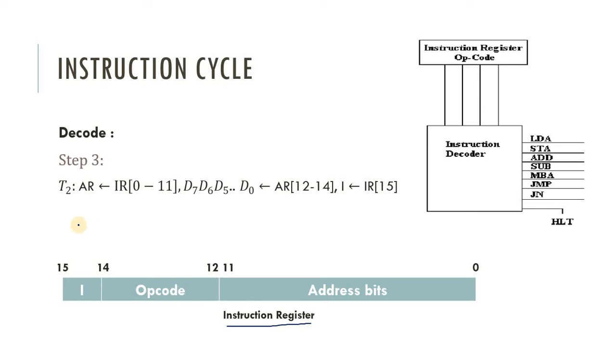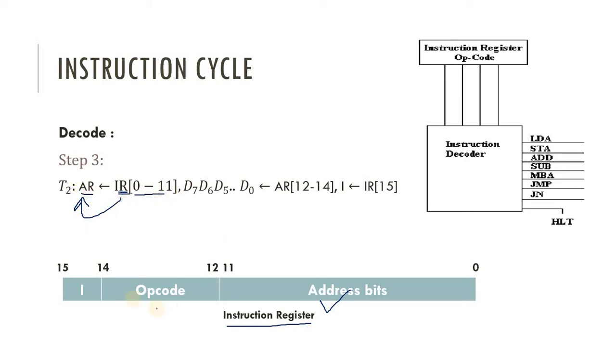Now in the decoding phase what are we doing? First we'll get the address bits, which are bits 0 to 11 from the instruction register, and we'll move them to the address register. These are the address bits where the operand is stored. So we'll get the address of the operand and move it to the register. Here we are writing instruction register bits 0 to 11, and then we'll move them into the address register.